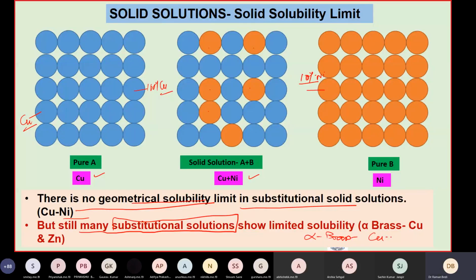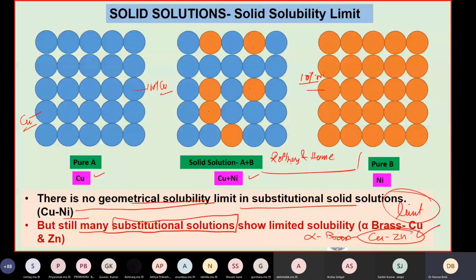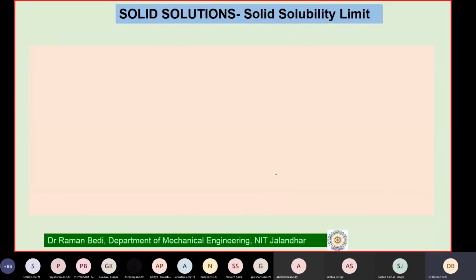We find that there is a limit, and we will try to understand the reasons for that. The reasons were already given by Hume and Rothery, and they are known as the Hume-Rothery or Rothery-Hume rules for alloy formation. We'll briefly touch upon what these conditions are which must be met for two types of elements to combine together to form an alloy.